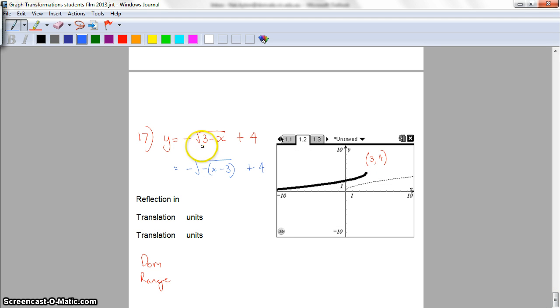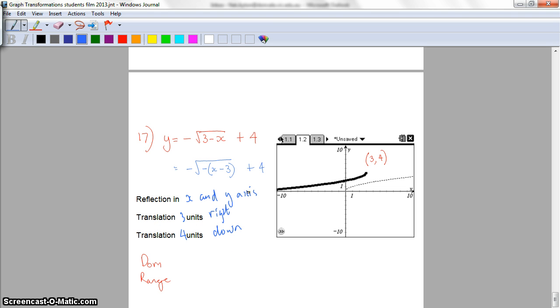Negative square root of 3 minus x, plus 4. Again, I'm going to put it in the format that I like it. Negative square root of negative, took out the negative as a common factor, x minus 3, plus 4. So there's no dilations in this case. It's a reflection in the x and y axes. It's a translation of 3 units right and 4 units down.